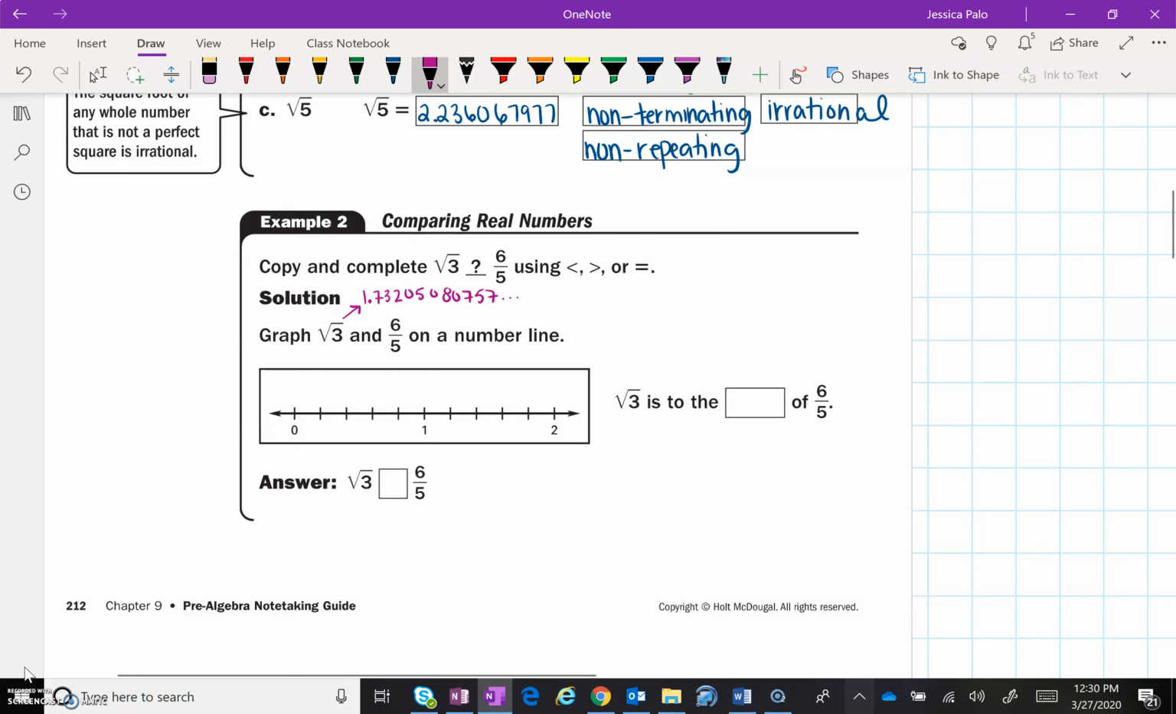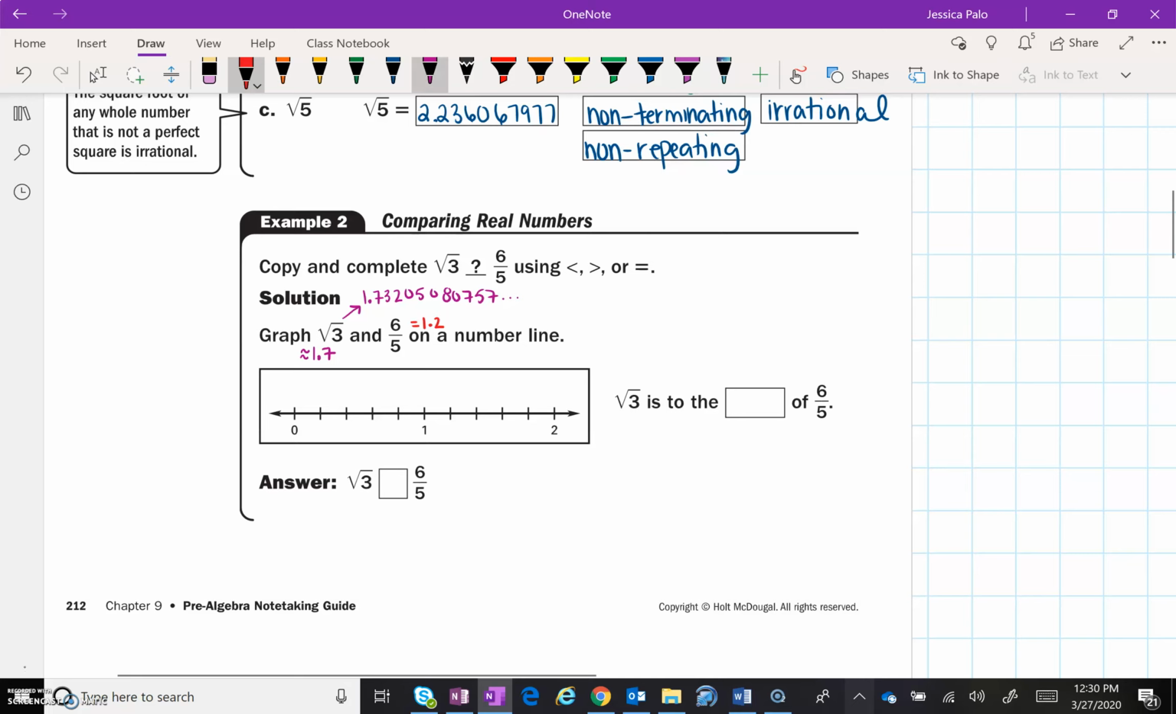That's not really reasonable for me to put on my number line, so I'm going to shorten that a bit to approximately 1.7. 6 over 5 comes out to exactly 1.2. So we can see that radical 3 is irrational, but 6 over 5 is rational.